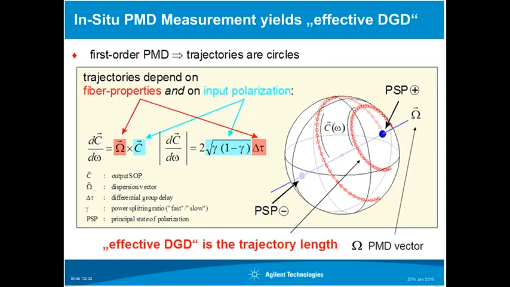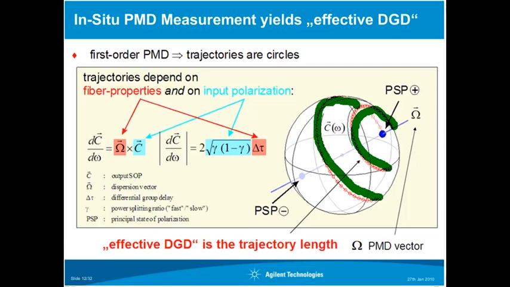Just very briefly introducing how that works. I told you we are measuring polarization trajectories. So we are measuring something like this here. You get a trace on the Poincare sphere, and essentially the effective differential group delay is the length of this trajectory. It's actually that easy. You see that you can get different trajectories here. This trajectory is longer, and this is due to the input polarization state, and this is why we need to talk about effective differential group delay.